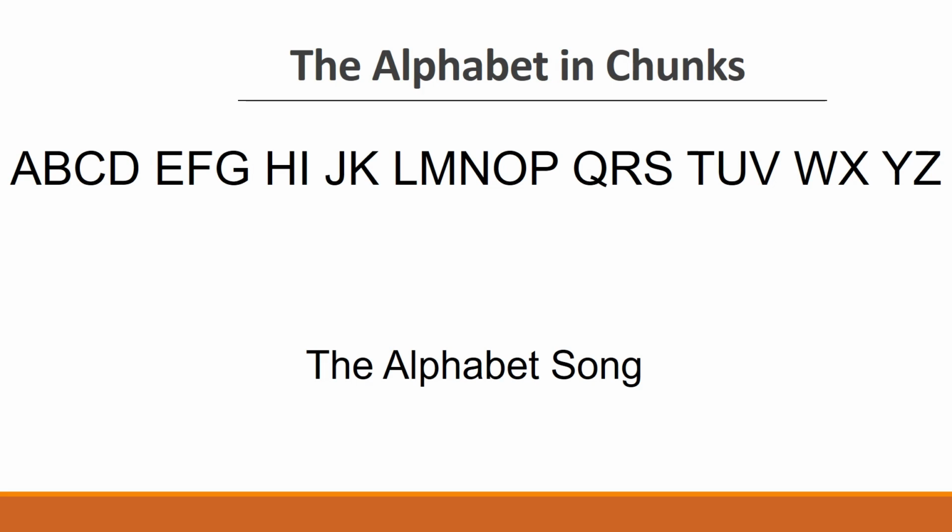So let's look at the alphabet in chunks. A, B, C, D, E, F, G, H, I, J, K, L, M, N, O, P, Q, R, S, T, U, V, W, X, Y, Z. The reason I said it in cadence like that is because of a song that I was taught when I first learned to read. So I'm going to teach this song to you. Please do not complain about my singing. This is simply to help you learn the letters and the names of the letters.